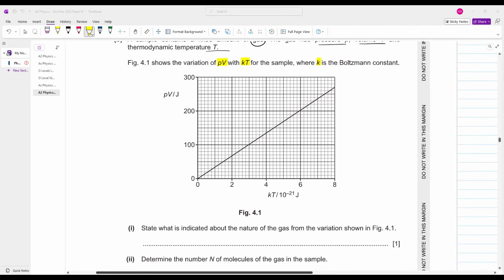k is your Boltzmann constant. Easy peasy. State what is indicated about the nature of gas from the variation shown in 4.1.